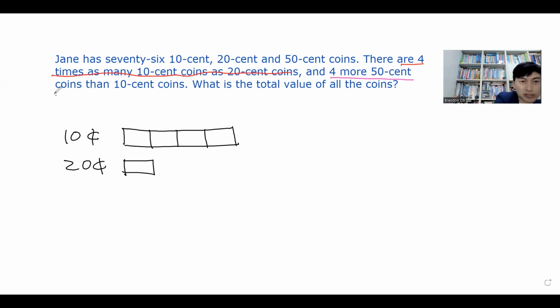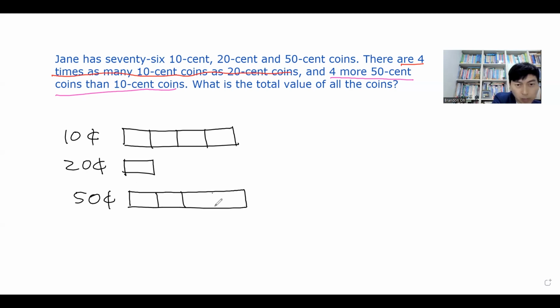Now, what about the next statement? 4 more 50-cent coins than 10-cent coins. So what it means is that there will be more 50-cent coins than 10-cent coins. How many more? 4 more. So I would draw the bars for 50 cents, which shows 4 boxes, right? Similar to the 10-cent coins, and an additional 4 coins. So I put a 4 at the end of the bar representing the 50 cents.